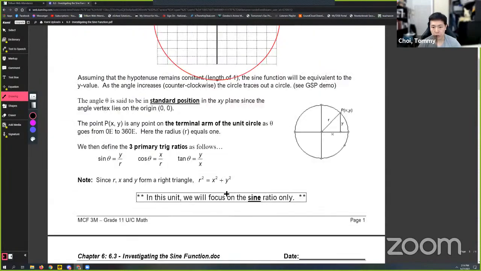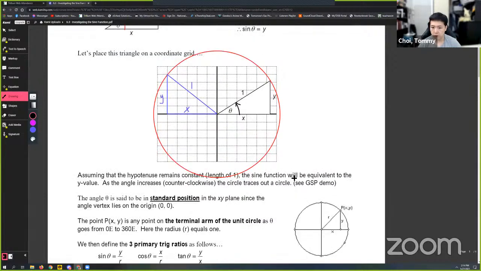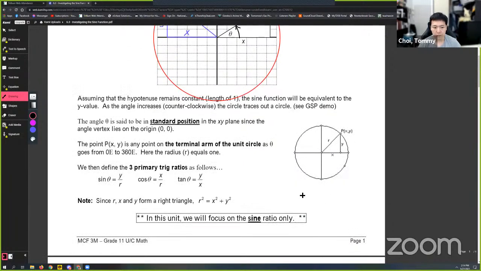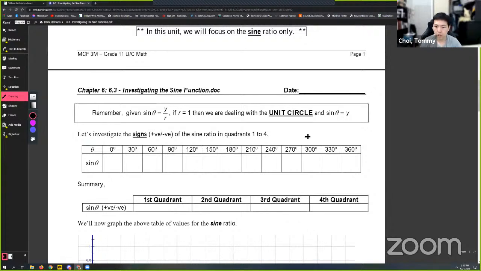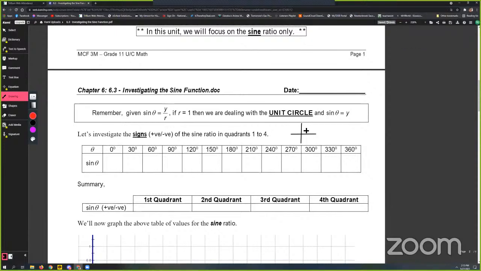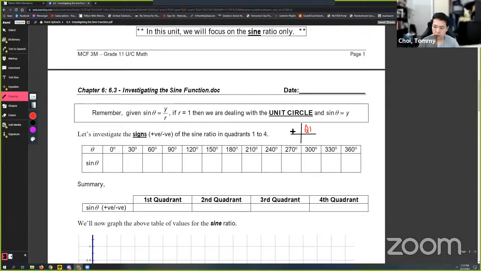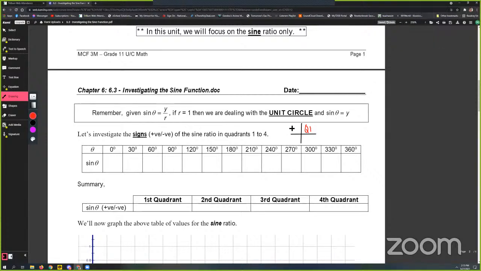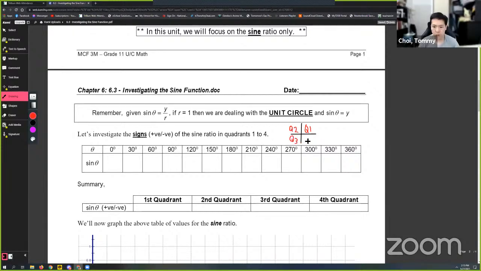So do you guys remember where the quadrants are within the Cartesian plane? If I draw a Cartesian plane here, where is quadrant 1? Anyone know? Top right. Quadrant 2? Top left. Yes, top left. And then it goes around in a quarter circle, so quadrant 3 and quadrant 4.